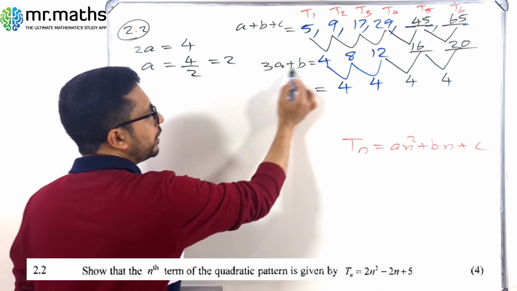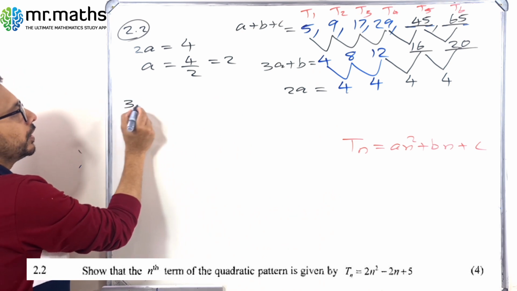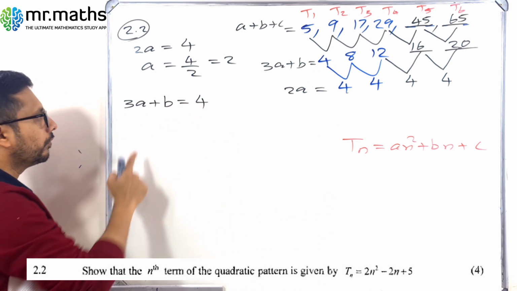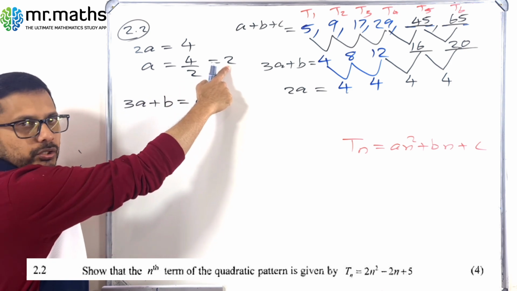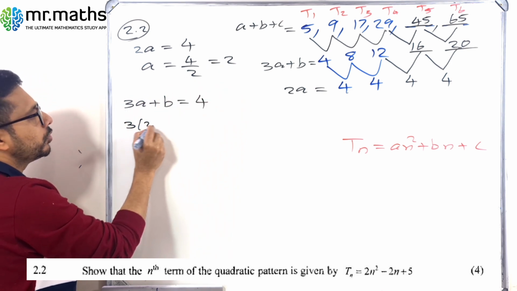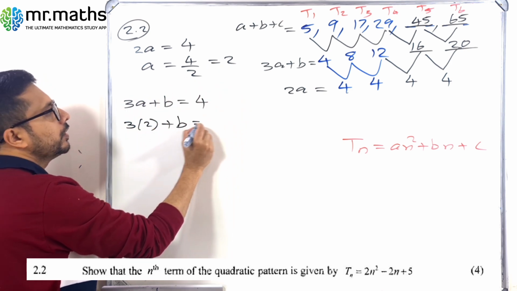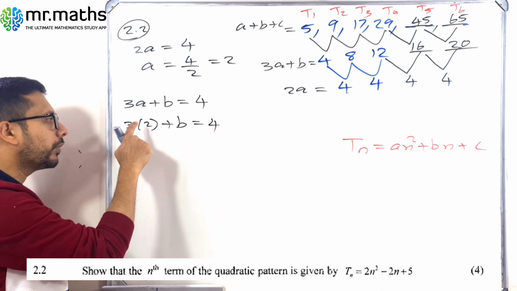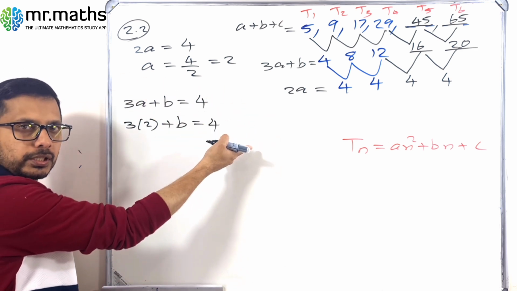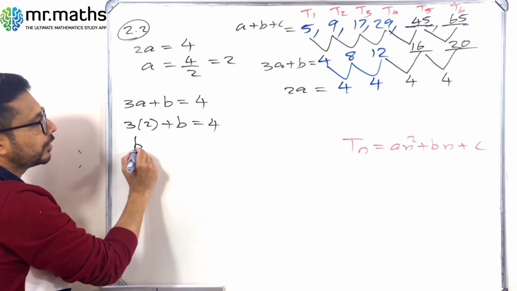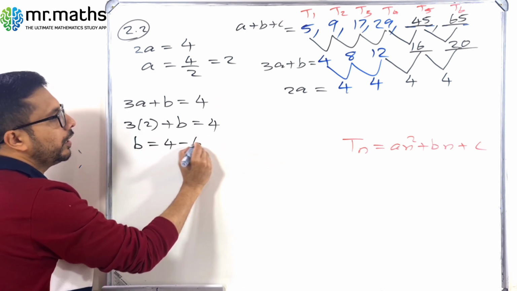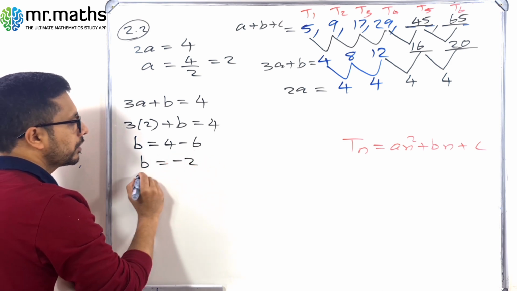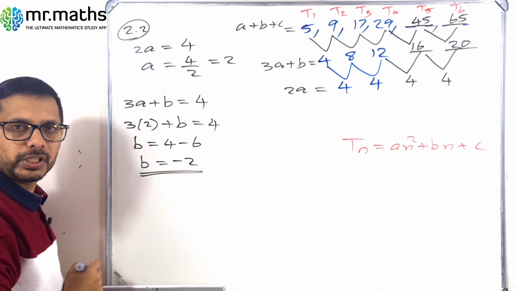Now take the second equation. 3a plus b is equal to 4. What is the value of a? It is 2. So it is 3 times 2 plus b is equal to 4. 3 times 2 is 6. If I take the positive 6 to the other side, it is negative 6. So b is equal to 4 minus 6. What is b? 4 minus 6 is minus 2. So we got the value of b also.